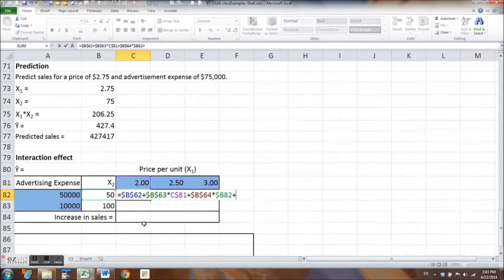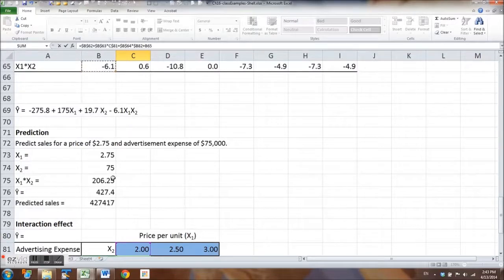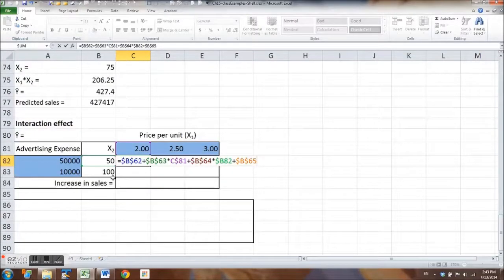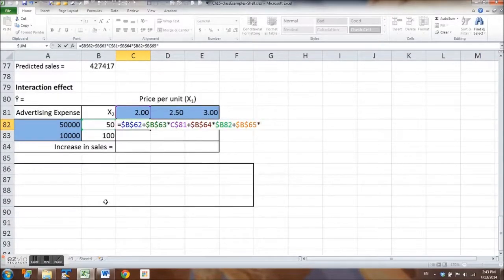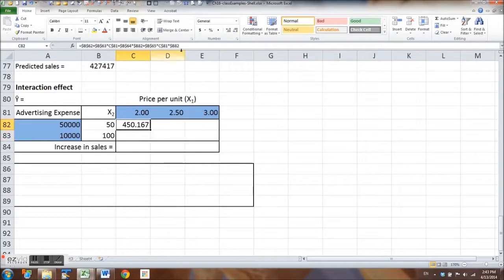Plus b sub 3, absolute reference that, times, now we have to multiply x sub 1 and x sub 2. So x sub 1, and this should be absolute reference with row fixed, times x sub 2, this should be absolute reference with column fixed. Okay, now that's the predicted equation. And these are in thousands.